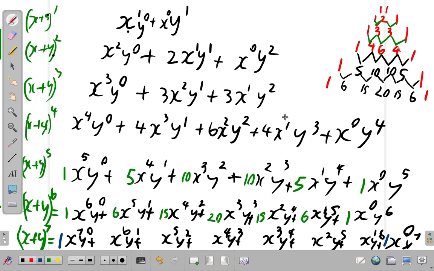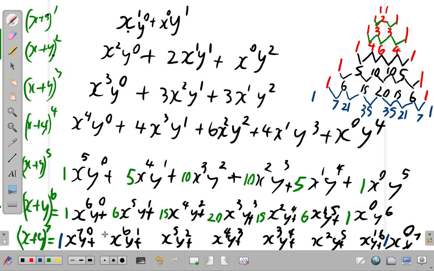xy pair. But the number that will multiply x to the 6, y to the 1, then x to the 5, y to the 2? Let's see if we can get it from here. We're going to have 1 at each end. 6 and 1 is 7. 6 and 15 will be 21. 15 and 20 is 35. 15 and 20, 35 again. 15 and 6, 21. 6 and 1, 7.